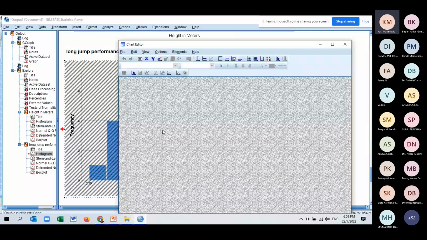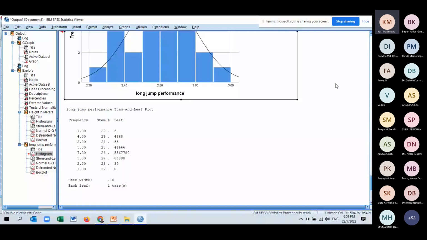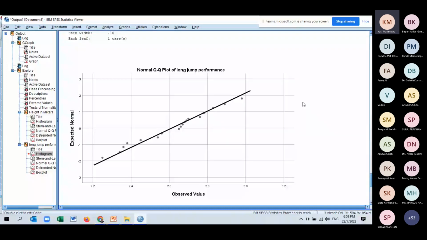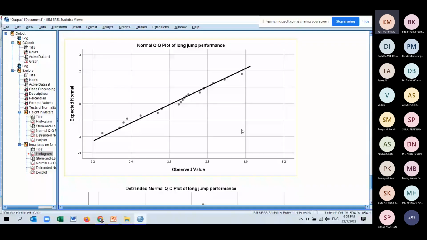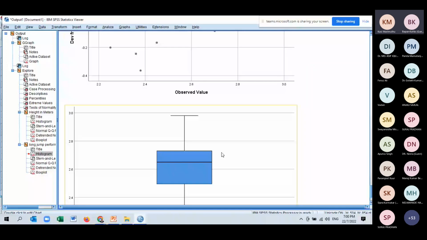You can also double click and show the histogram with the curve. This is also normally distributed. For long jump performance also, all the data points are arranged on the linear line in the normal QQ plot. This is one evidence. Another approach is the detrended normal QQ plot. About 50% of the data points are above the median line and 50% below, not exactly 50-50, but close. And this is a box plot, with the box in the center.